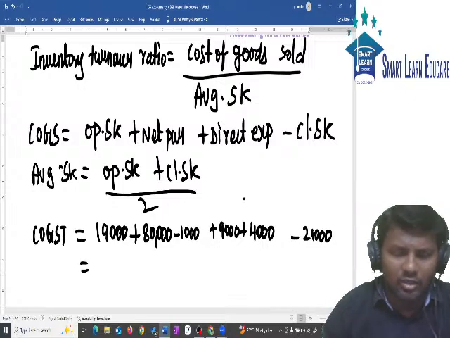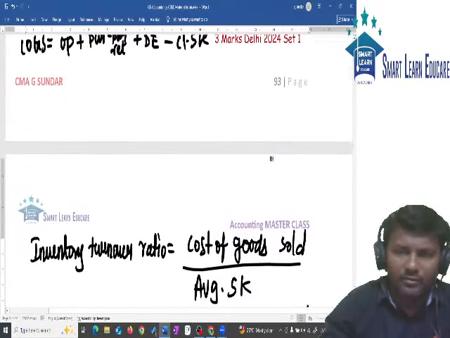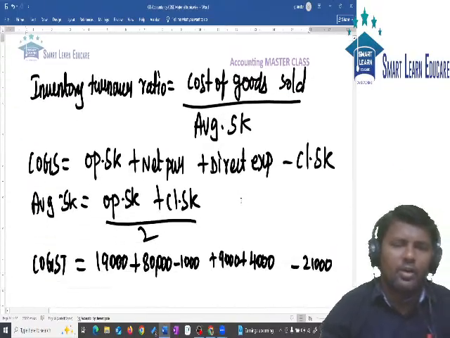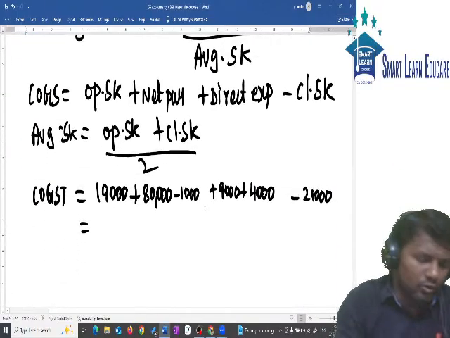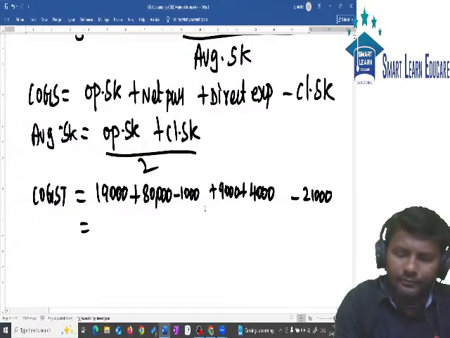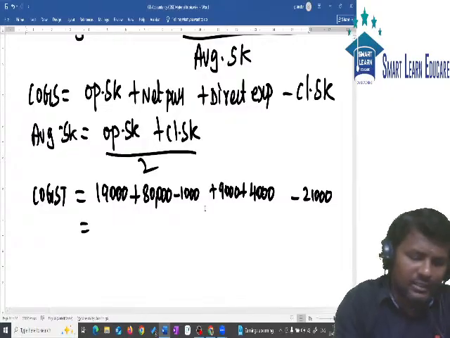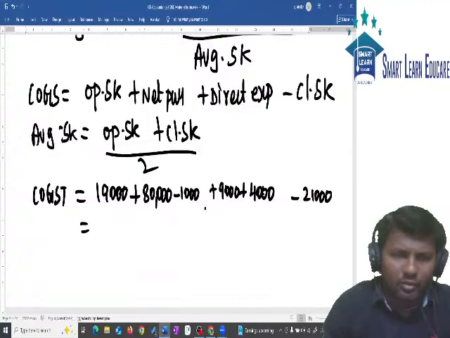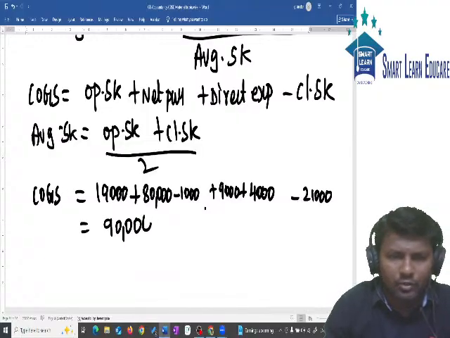Tell me what is the cost of goods sold? Rent paid is an indirect expense, not considered. So tell me, what is the cost of goods sold? Opening stock 19,000 plus 80,000 minus 1,000 plus 9,000 plus 4,000 minus 21,000. Cost of goods sold is equal to 90,000.